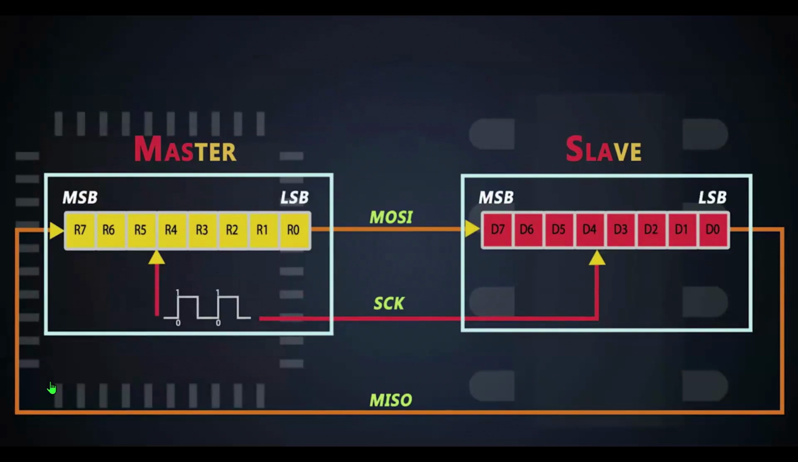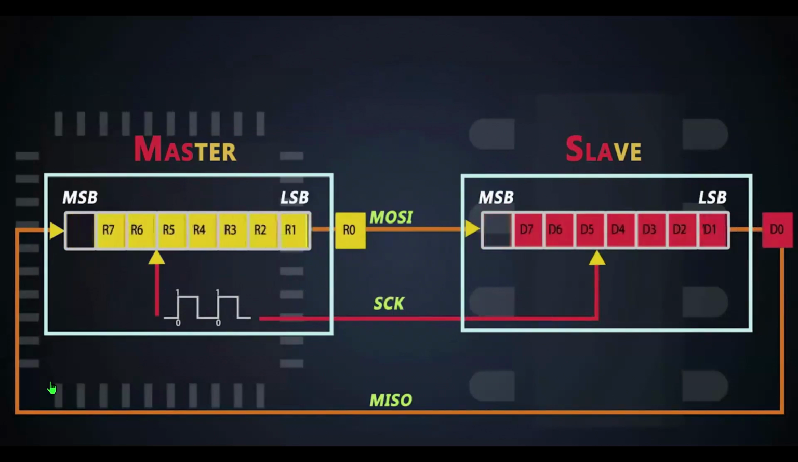The master initiates the communications by generating the clock pulse. As soon as the clock pulse starts, the shift registers in both devices shift the first bit, that is the master shifts R0 and the slave shifts D0, to the right.